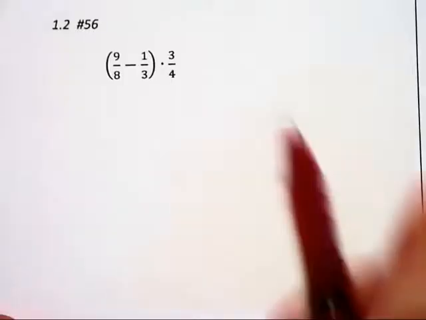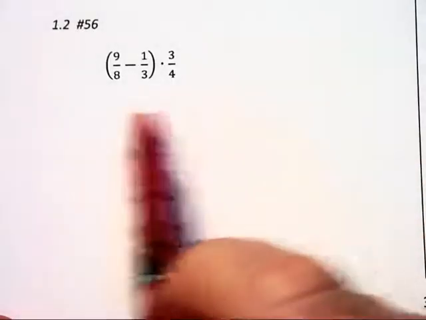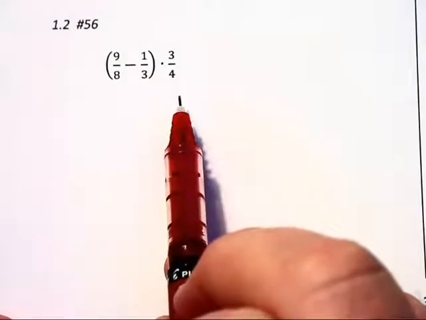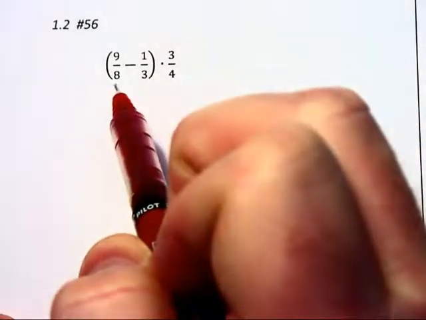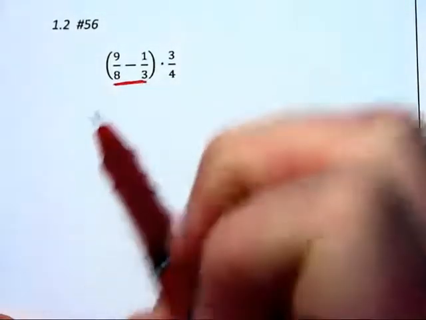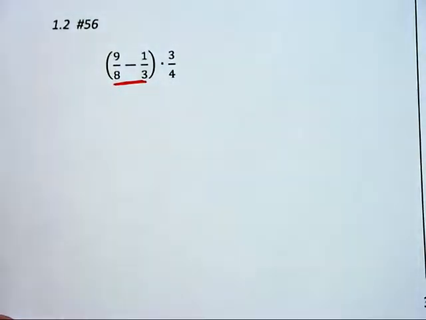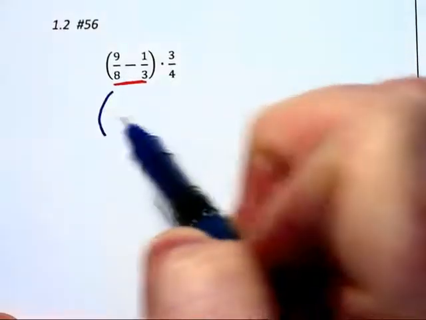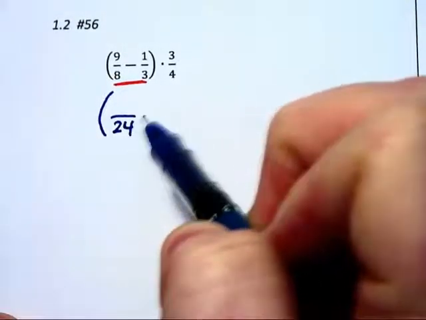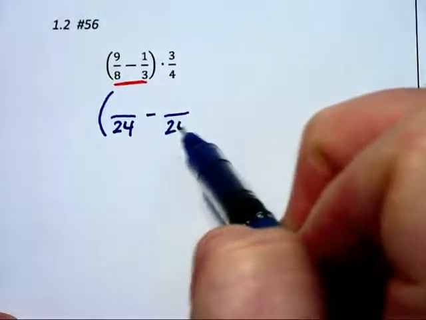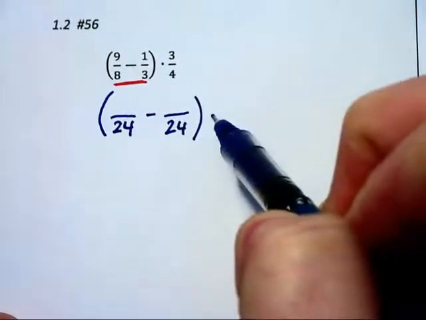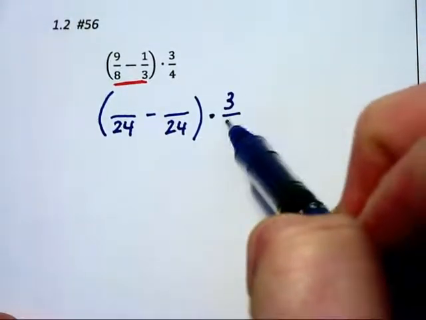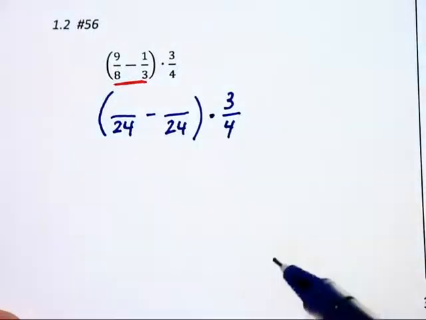In this first problem, we are asked to simplify this expression, and the order of operations says that we need to simplify what is inside the parentheses first. Now, in order to add fractions, we need to have a common denominator, and 8 and 3 each go into 24, so we're going to put each of these over 24 and then add. And I'm going to bring down the times 3/4 here as we do so.